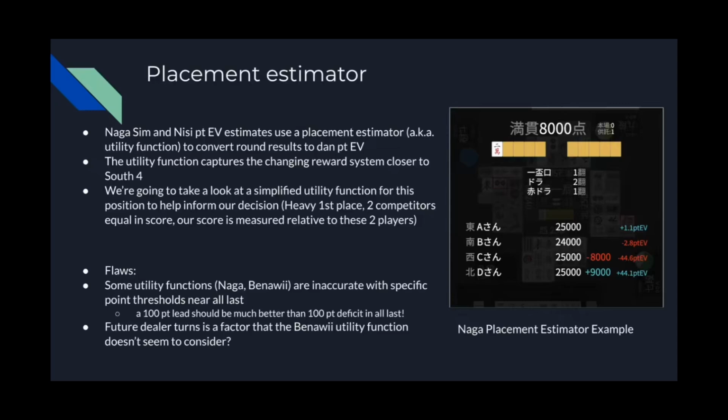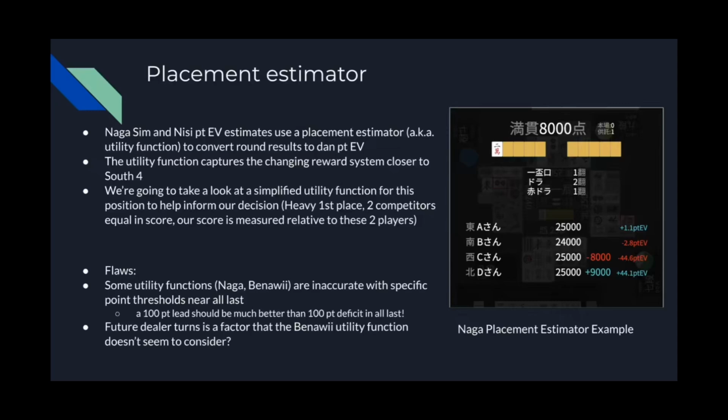And it can be useful for capturing the changing reward system closer to South 4. So it will capture that we might not care about pure EV as much if we're close to South 4 compared to if we were in East 1. And in the next slide, we're going to look at a simplified utility function to help inform our decision.